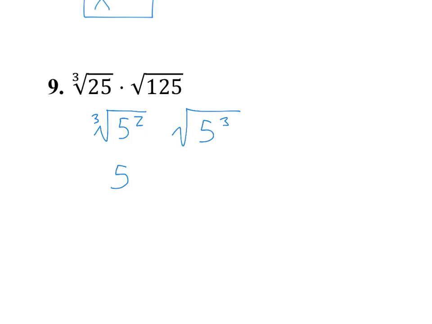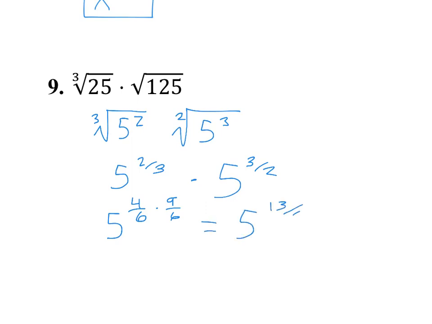This is 5 to the 2/3. This is 5 to the, and remember there's an invisible index of 2 there, 5 to the 3/2. Now I'm just going to add the exponents together, making a common denominator. This would be 4/6, this other one would be 9/6. So this would be 5 to the power 13/6.